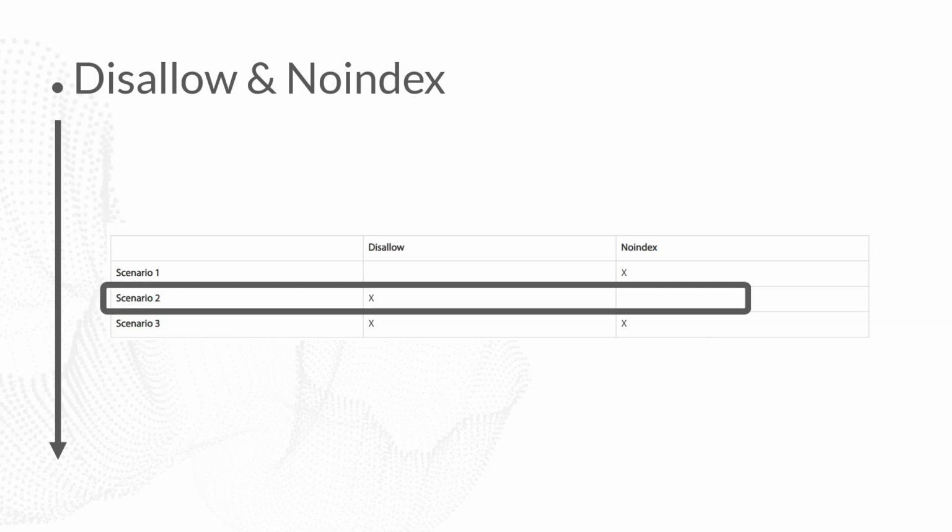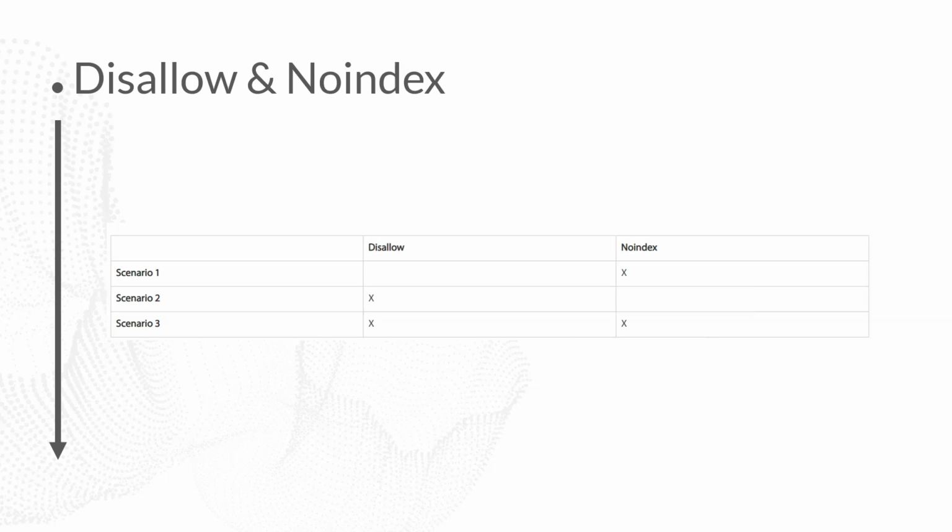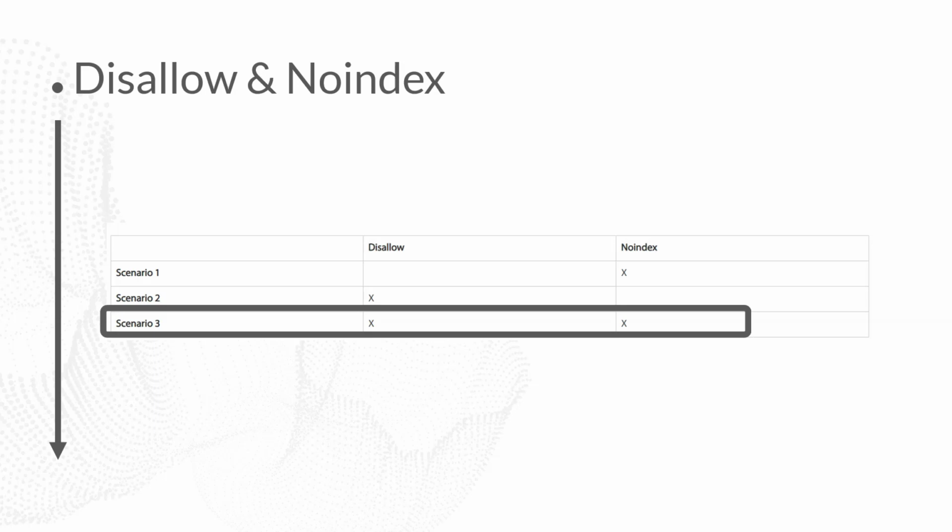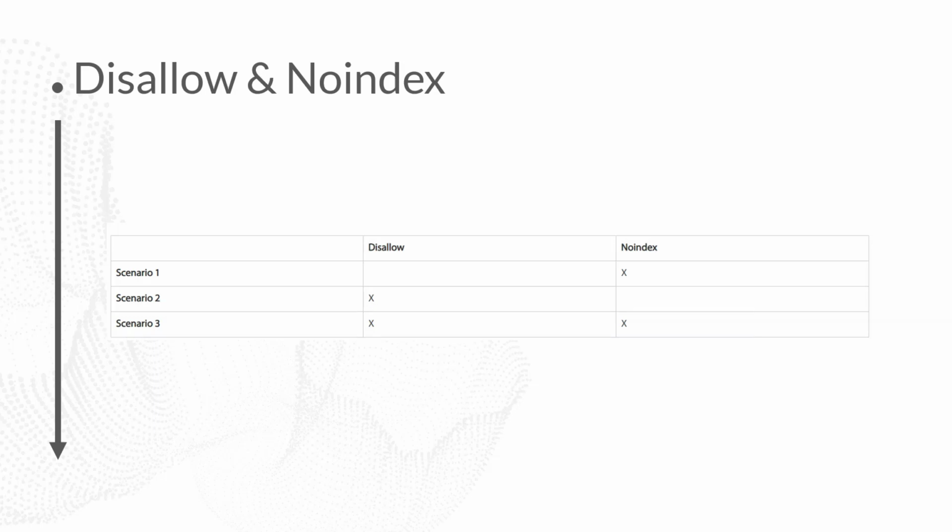The second scenario is you specify a disallow. By specifying a disallow for a particular page, you are preventing the bots from being able to look at that page, to crawl that page, to go to that page. However, as we discussed, that page can still show up in search results. Now, here's the trick question. What about a situation where you've disallowed the page and you've also specified a meta noindex tag? What happens then? Well, what happens in that scenario is the same thing as scenario two.